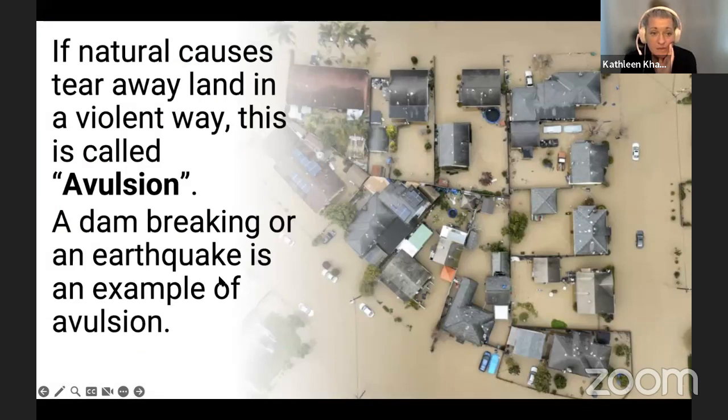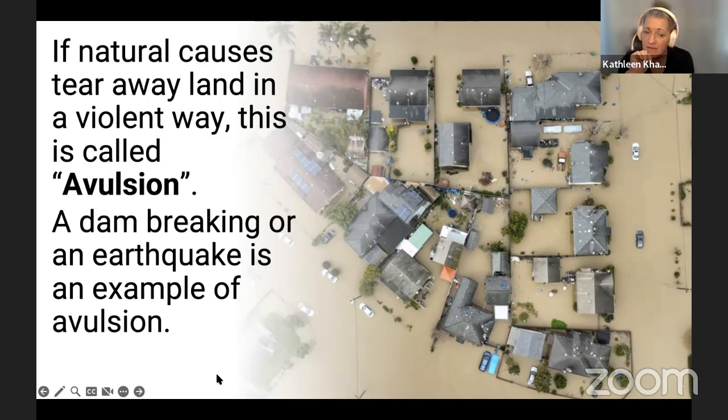If natural causes tear away land in a violent way, this is called avulsion. So a dam breaking or an earthquake is an example of avulsion. So this is Monterey County. This is north of Monterey. This is that little area where you know they do the raspberries and the artichokes and different things. There was actually not a dam, but a levee broke and flooded. And this just happened within the last few months as well.